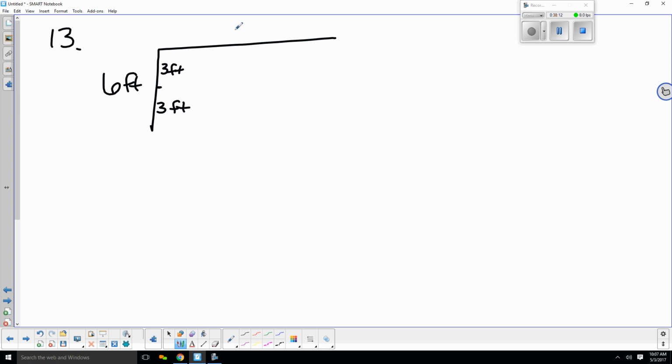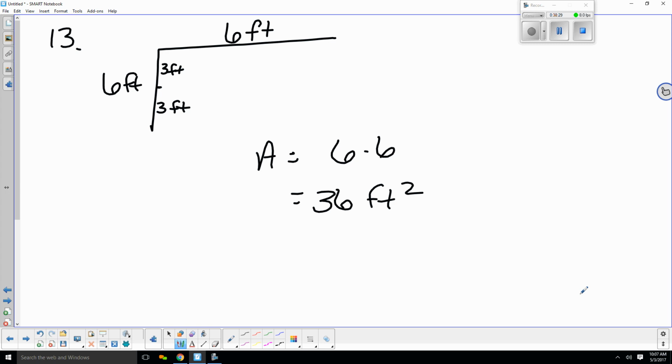And still going across, did that change? Did the length of that desk change? No. So that's a 6 by 6. So the area there would be 36 square feet. Does everybody see what we did there? Okay. Number 14, the edge length of a cube is shown.